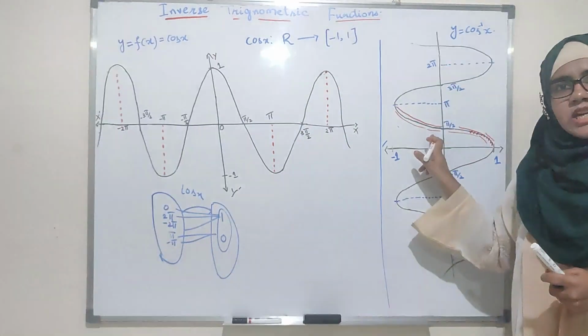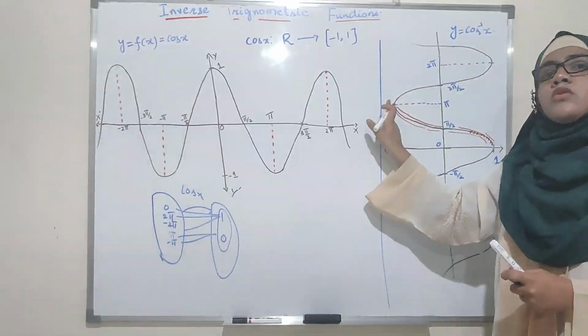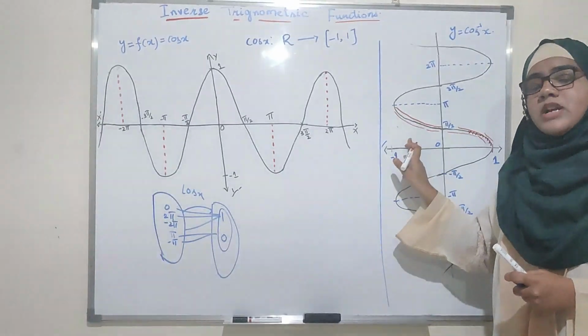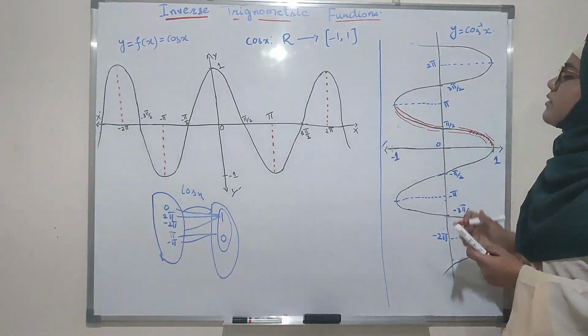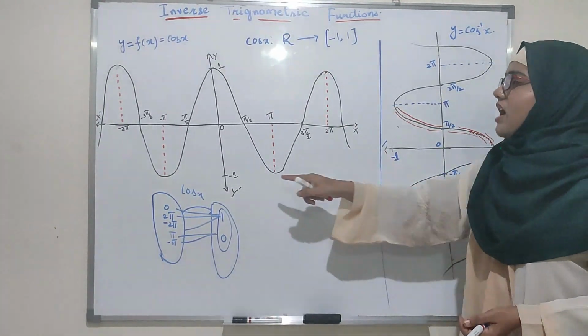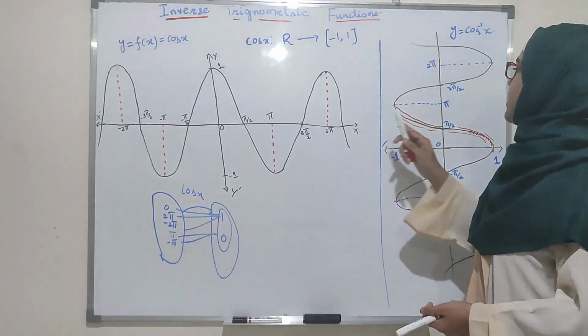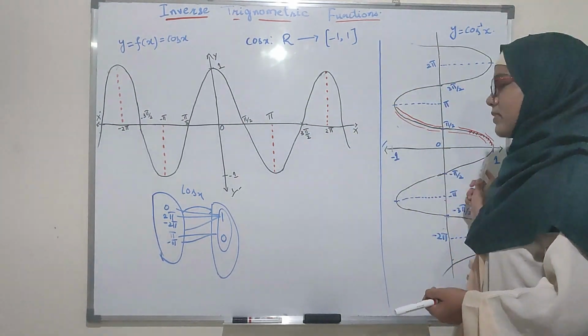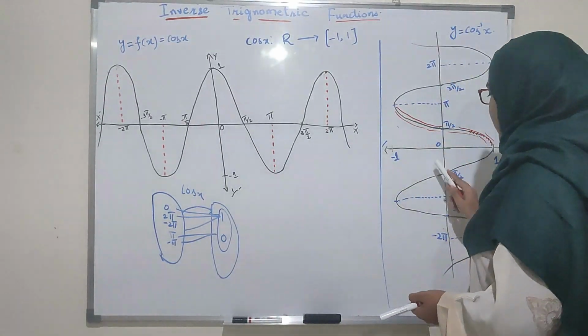So, select one interval 0 to pi to make this function 1-1. Likewise, we restricted the range values also, which is from plus 1 to minus 1. After taking the inverse of this function, on the x-axis we are having plus 1 minus 1 values and on the y-axis we are having real numbers.